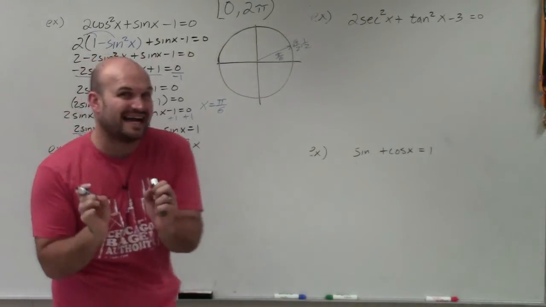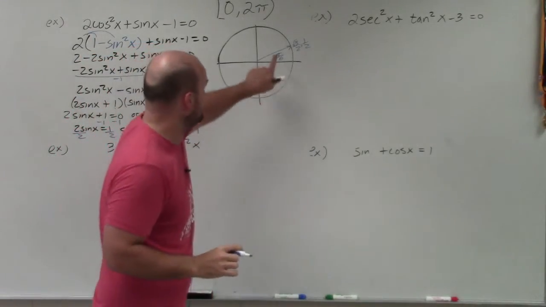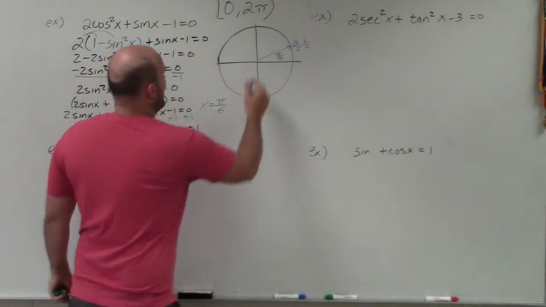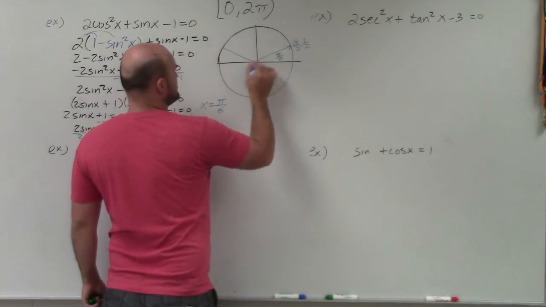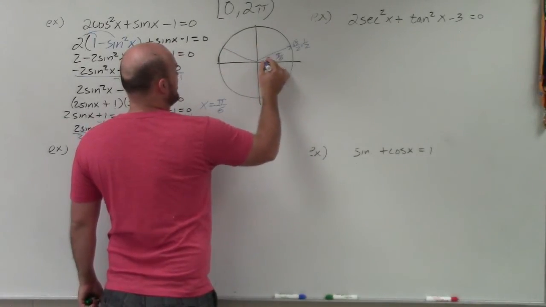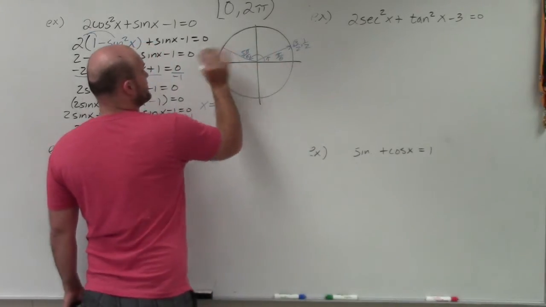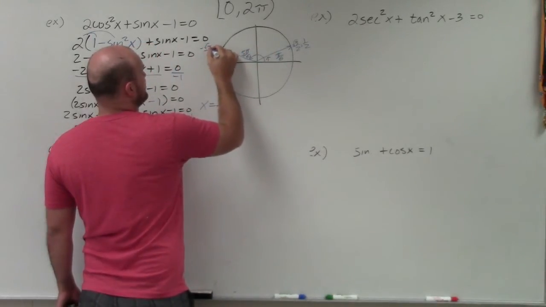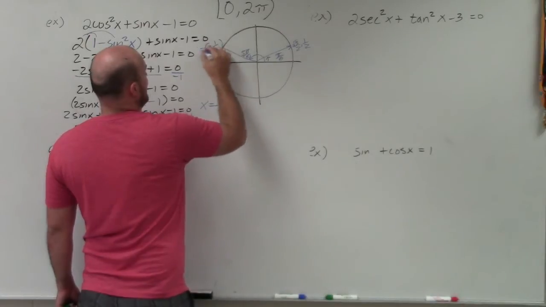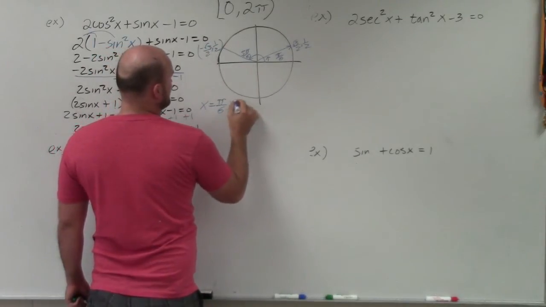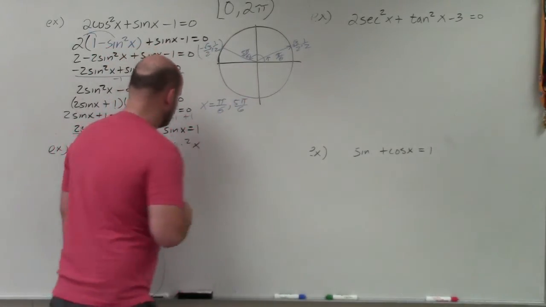But remember, sine is positive in the first and the second quadrant. That means this angle is also going to work. Well, what is that angle? That angle is 5 pi over 6, because that gives you, if you look at your unit circle, negative square root of 3 over 2, comma, positive 1/2. So another solution is 5 pi over 6.